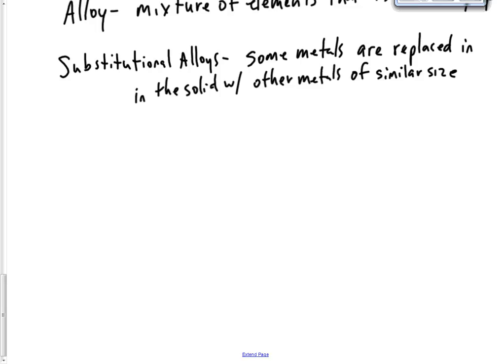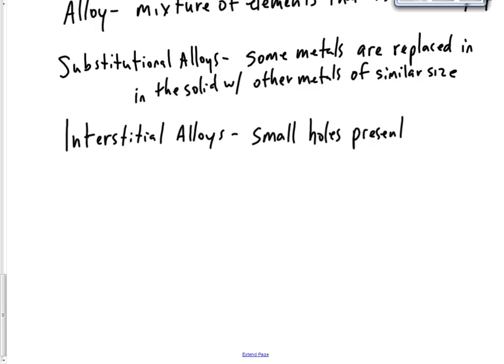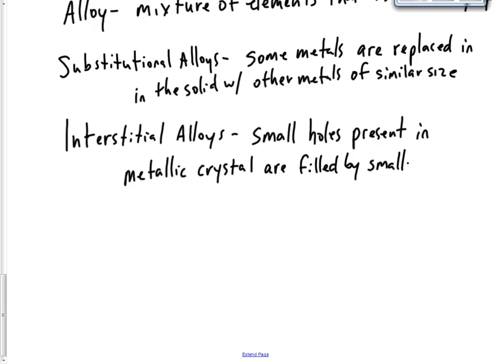Okay, and the second type is interstitial. Interstitial alloys are formed when the small holes in a metallic crystal are filled by small atoms. So small holes present in the crystal. Okay, and that's just the three-dimensional form of it. So when those small holes are filled by smaller atoms, what that does is it makes it more dense and a little bit stronger. Okay, so that's metallic bonding. As long as you know the properties and the definitions, you'll be just fine.